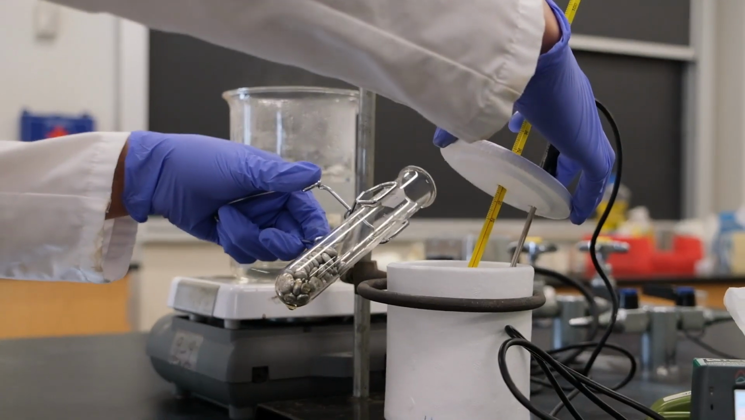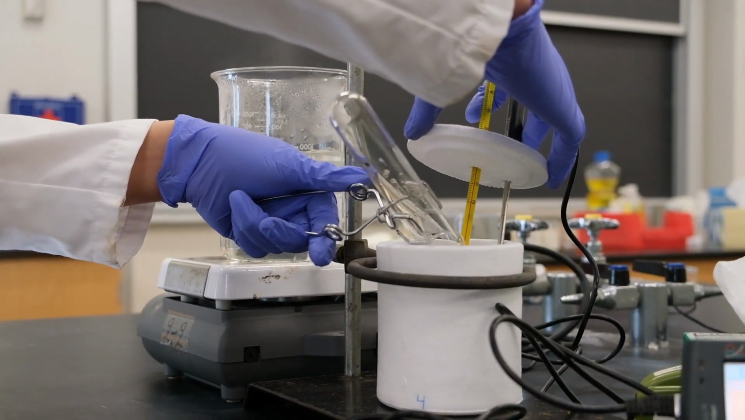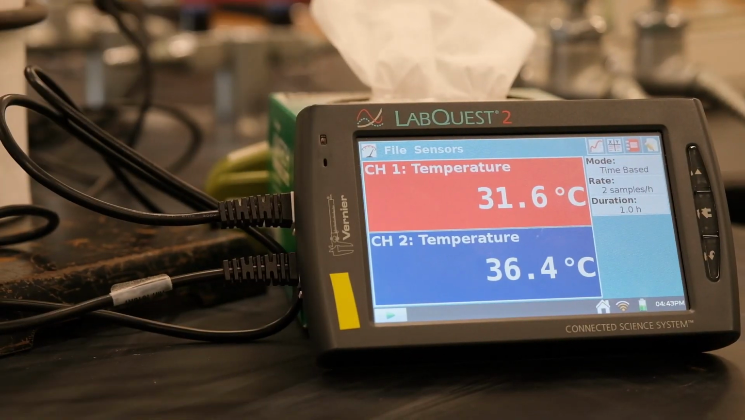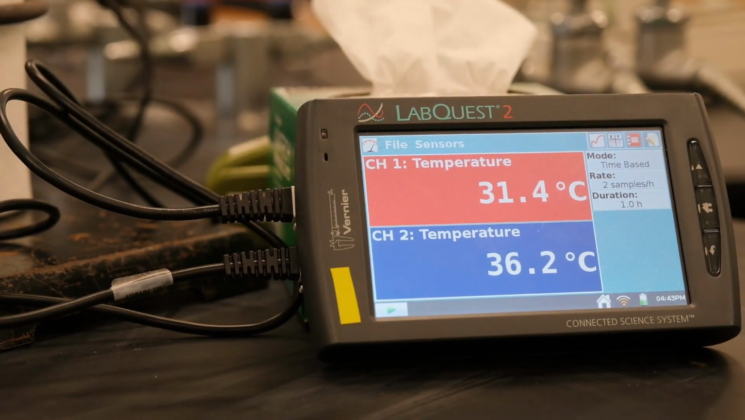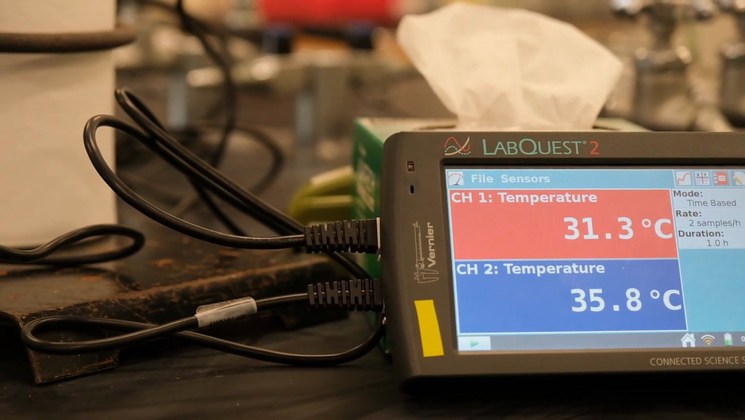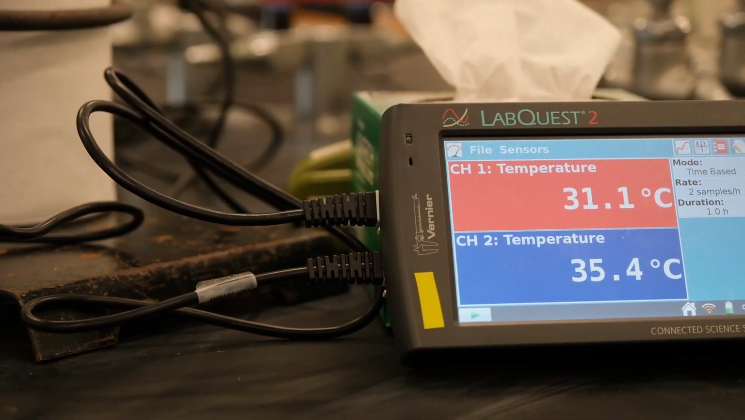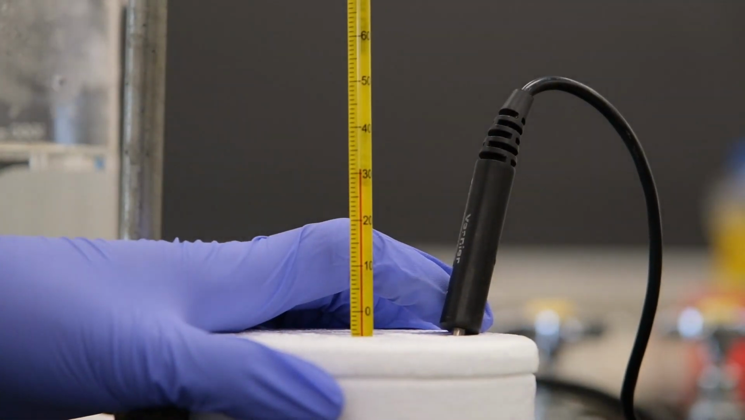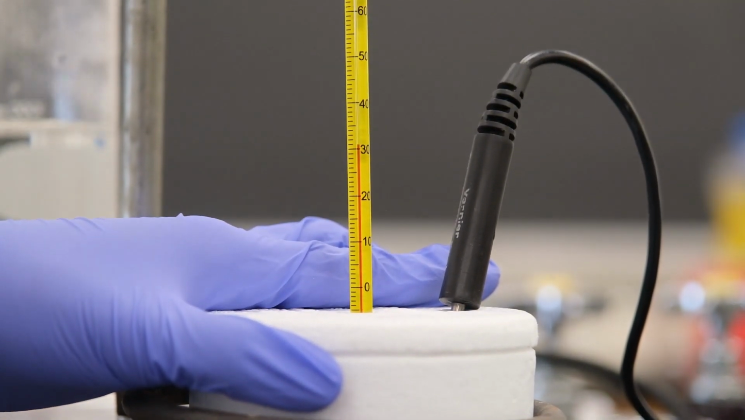Now we're going to add it to the calorimeter. And you record the maximum temperature of the hot metal in the calorimeter to the appropriate number of significant figures, which is in channel 1. And then we're going to record as well on the thermometer.